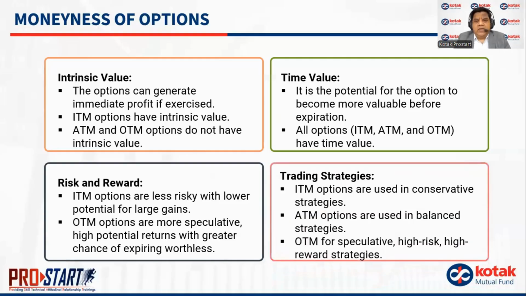Trading strategies. If somebody is conservative, that is, I want to make money, I'm not interested in very high gains, but I want to play it very safe, I will go for ITM options, in the money. If I'm looking at high speculative bets, high risk, high returns, such kind of trading strategies, then I will go for OTM, out of the money calls or puts. When I'm being balanced, that is, neither ITM nor OTM, I will look at ATM, which is at the money options. They are generally used for balanced strategies.